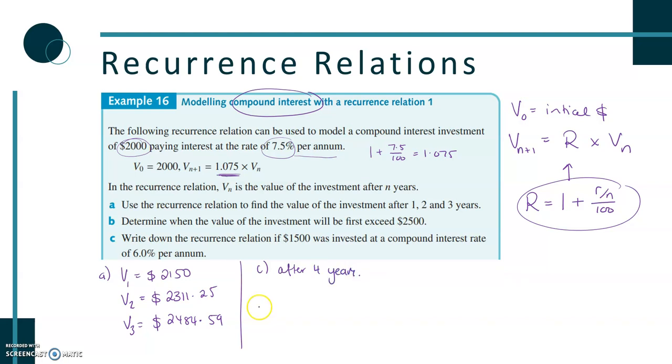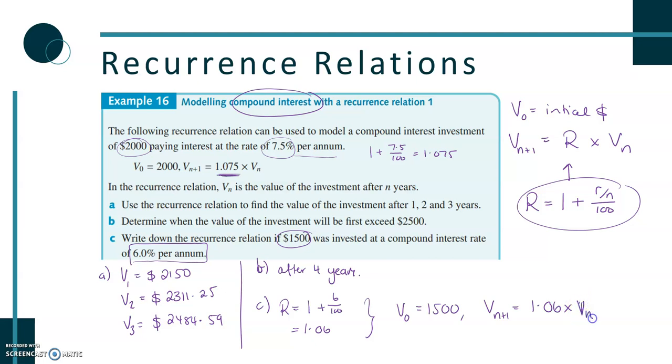Now, part C, we're now wanting to write a recurrence relation. So key information, our initial value is 1,500 and we have an interest rate of 6% per annum. So first thing that we need to do is calculate our big R value. So 1 plus the 6% per year over 100 will give us 1.06. So now when we write our rule, we always must write our initial value, and then the next year will be given by 1.06 times the current value.